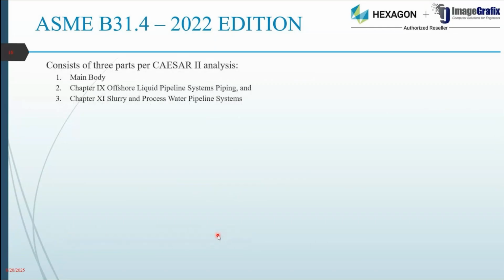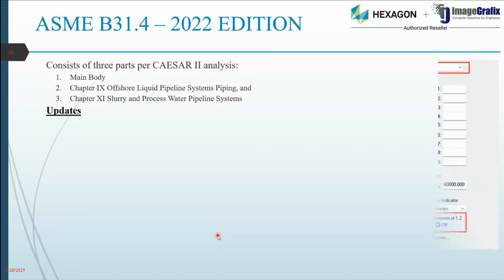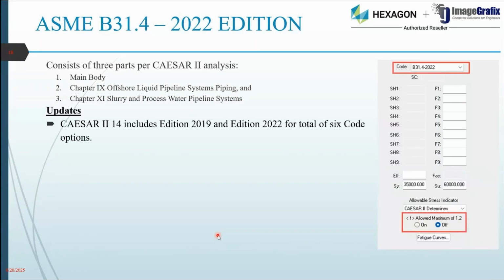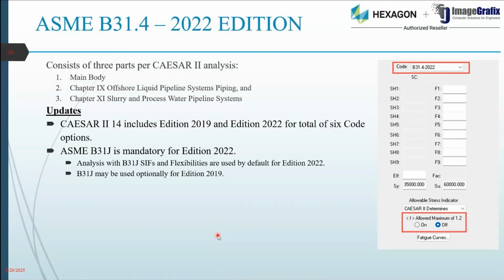Then let's see about the B31.4 2020 edition and 2022 edition. So what are the major updates? The 2022 edition includes editions 2019 and 2022, for a total of 6 code options. Now from the 2022 edition for B31.4, the B31J has also been mandated by the code. So analysis with ASME B31J SIFs and flexibilities are used by default for the 2022 edition, and B31J may be used optionally if you are following the 2019 edition of the code.